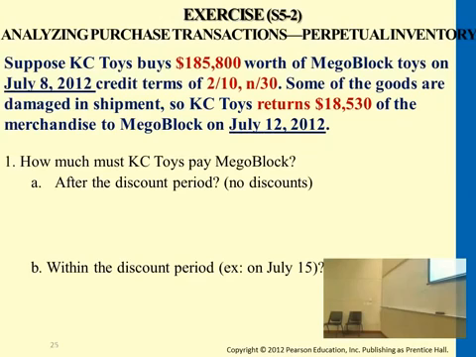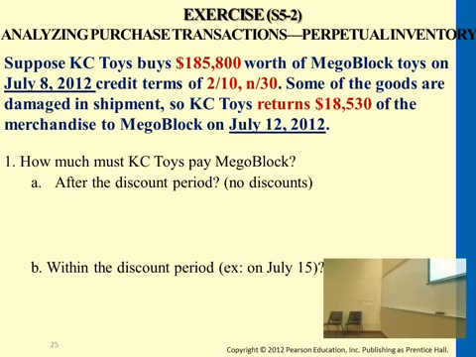Okay, let's do a quick exercise just to close this part of the lecture up. Here you're given an amount of inventory that's worth $185,800. These are the toys that a company purchased from another supplier. The date of this transaction is July 8th. Credit terms are 2/10 net 30. Again, if your company is a purchaser, you need to pay within 30 days. Within 10 days, you get 2% off.